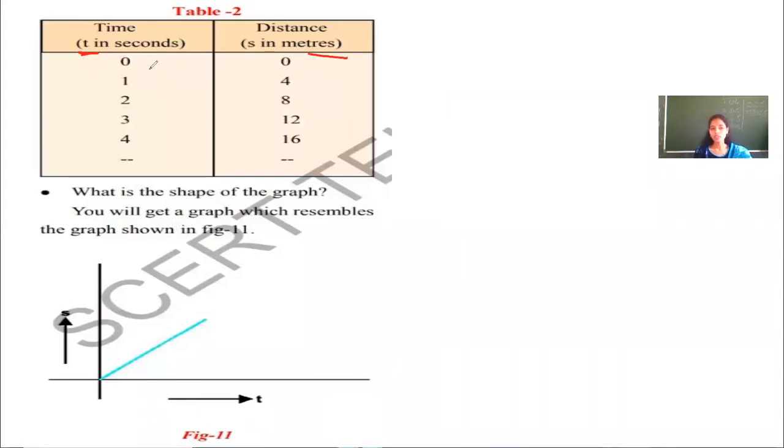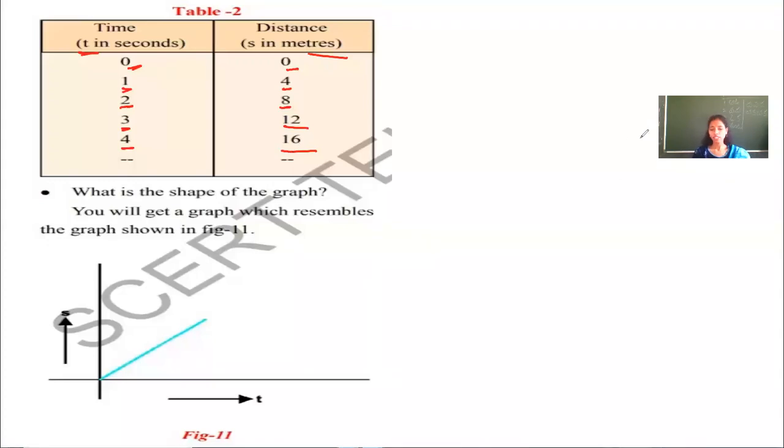So at 0 seconds of time, the distance covered by the cyclist is 0 meters. In 1 second of time, the distance covered by him is 4 meters. In 2 seconds of time, 8 meters. In 3 seconds of time, 12 meters. And in 4 seconds of time, 16 meters.